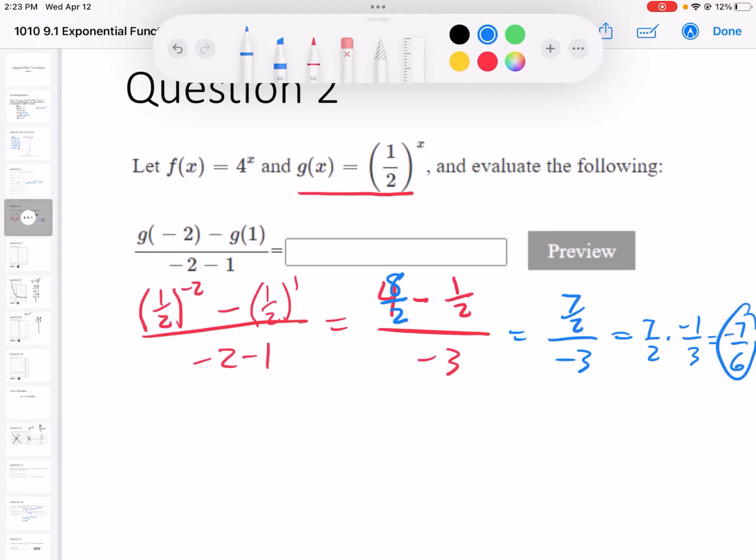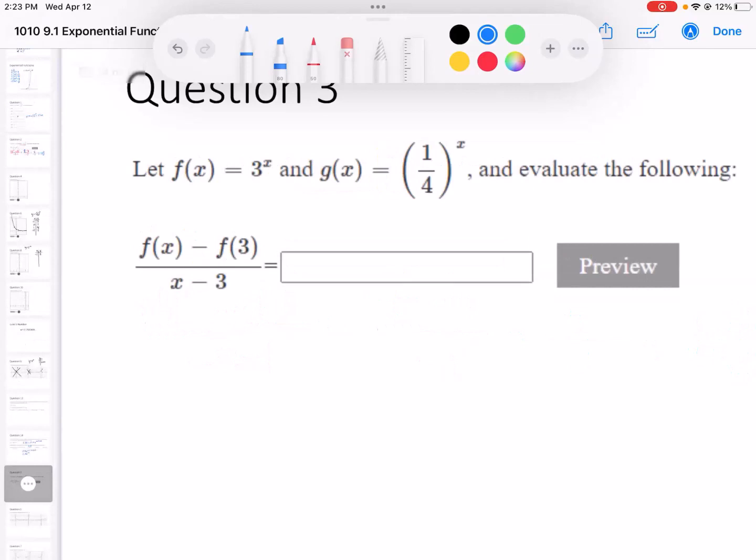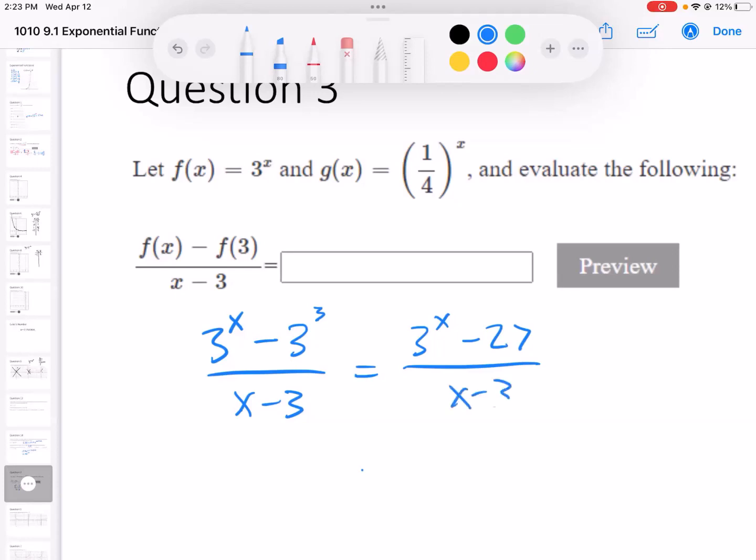I think on question 3, there's also one where you're not plugging in a number. So in this case, you're doing f of x minus f of 3 over x minus 3. So when you plug in x into the function, you get 3 to the x. Then when you plug in a 3 into the function, you get 3 cubed. And this is all over x minus 3. 3 cubed can be simplified, but nothing else can because we don't know what x is. So the most simplified version of this expression would just be this, because we can't combine anything else.